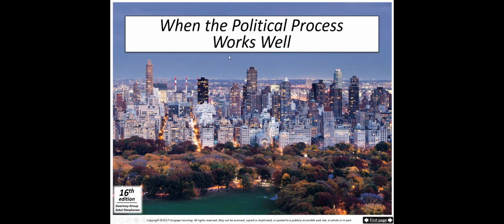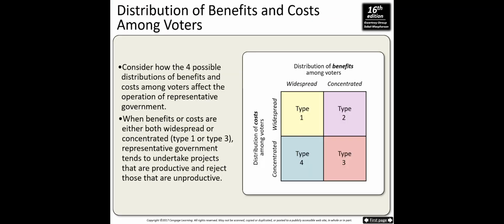And now we need to understand when the political process works well. Now you are seeing different types of distribution of benefits and costs among voters. There's type 1, type 2, type 3, and type 4. Please spend a couple of minutes to understand this table. Type 1 represents benefits widespread, costs widespread. Type 2 refers to benefits concentrated and costs widespread. Type 4, benefits widespread, costs concentrated, and type 3 represents concentrated benefits and costs.